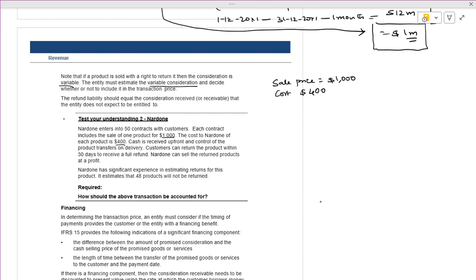Cash is received upfront and control of the product transfers on delivery. Customers can return the product within 30 days to receive a full refund. Norton can sell the returned products at a profit. Norton has significant experience in estimating returns. It estimated that 48 products will not be returned, meaning 48 products will be sold and only 2 products will be returned.